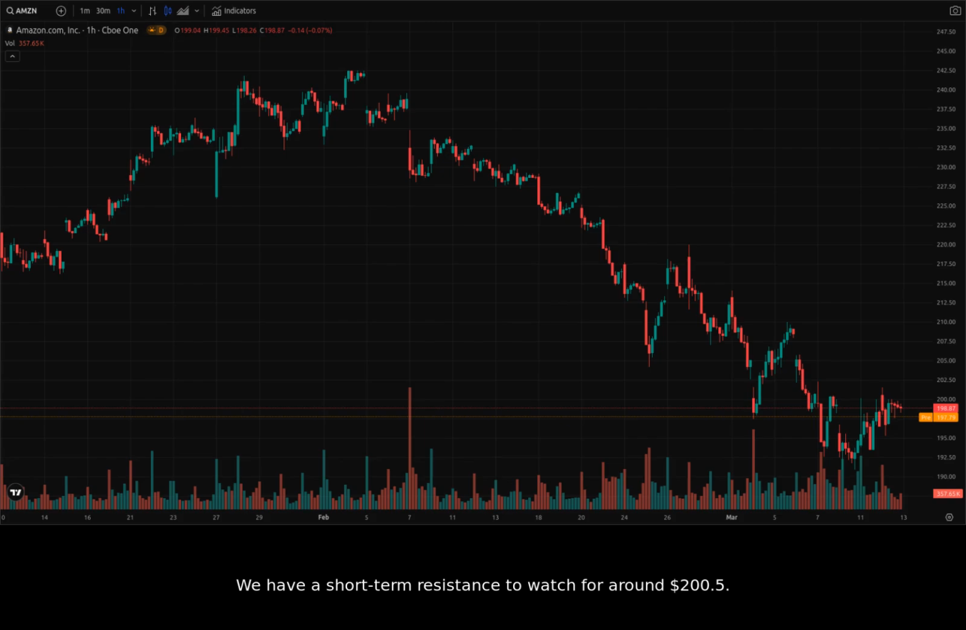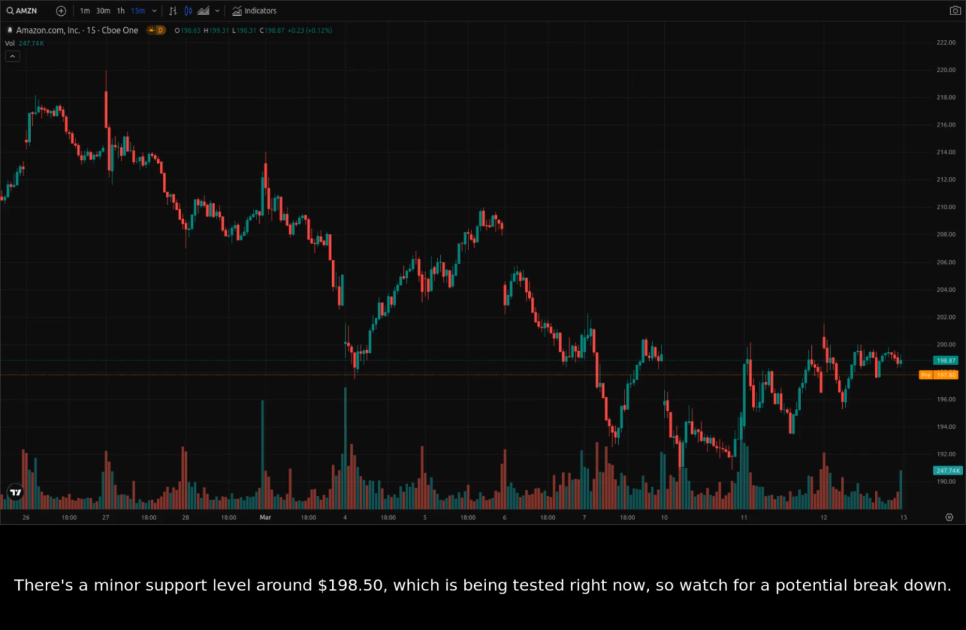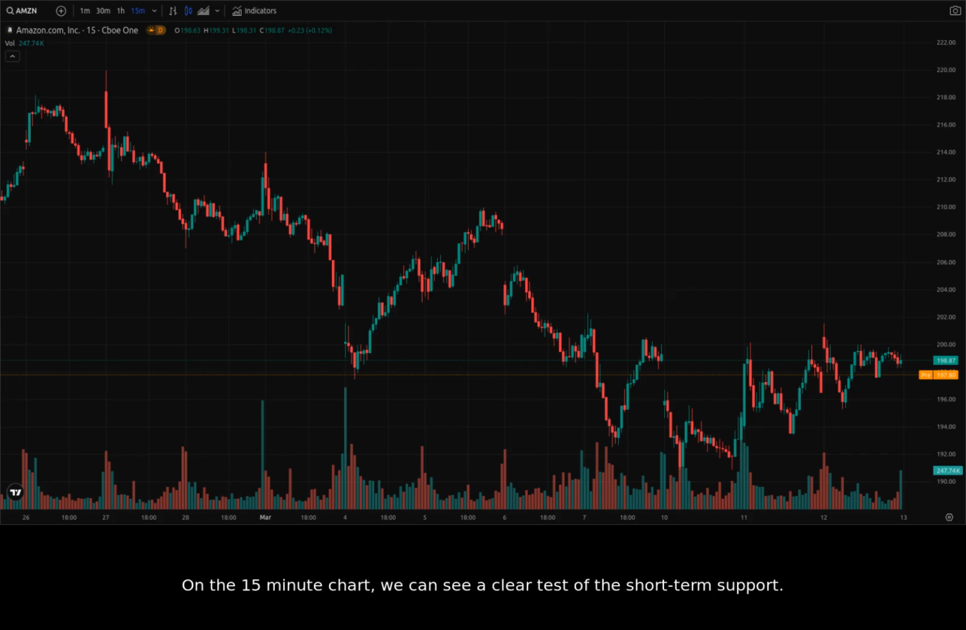We have a short-term resistance to watch for around $200.50. For a finer look, let's switch over to the 15-minute chart. There's a minor support level around $198.50, which is being tested right now, so watch for a potential breakdown. On the 15-minute chart, we can see a clear test of the short-term support.